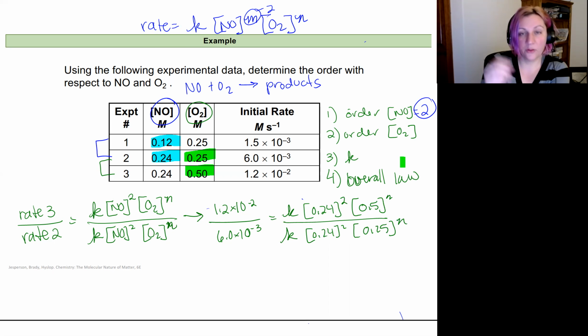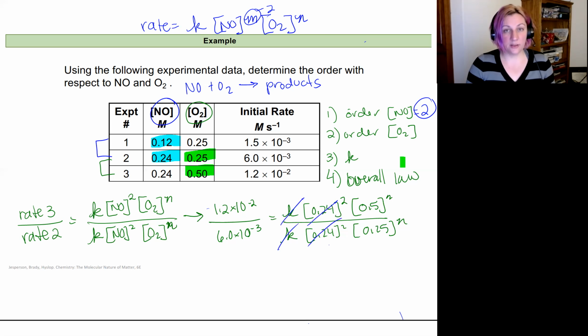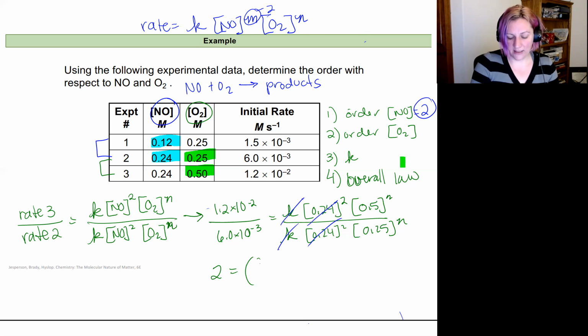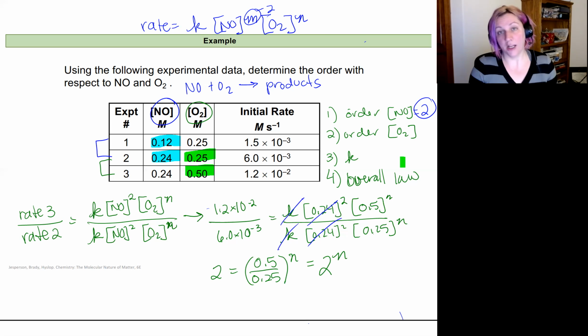And so I can come through and cancel everything that's the same. So these K values cancel out and these NO values cancel out because they're the same on the top and the bottom. And so now I can simplify this. So my 1.2 times 10 to the negative 2 divided by my 6.0 times 10 to the negative 3 is going to give me a value of 2, which is going to be equal to that 0.5 divided by 0.25 to the N, which is really equal to 2 to the N power. So I can take the log of both sides.